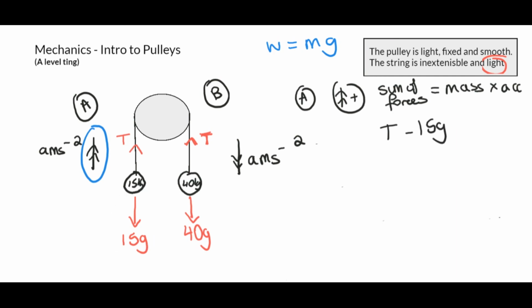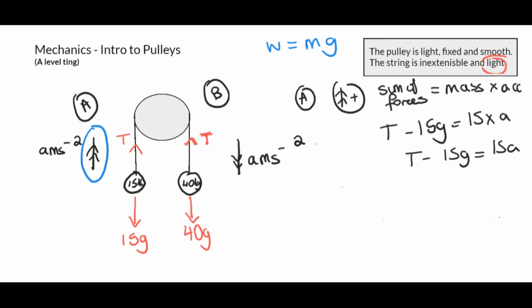Cool. Now I'm going to put equal to mass, which we know. The mass is 15 kg, so I'm going to put 15 right there, times acceleration, we don't know it. So basically, it's T minus 15G is equal to 15A. First step done. Now let's look at B.